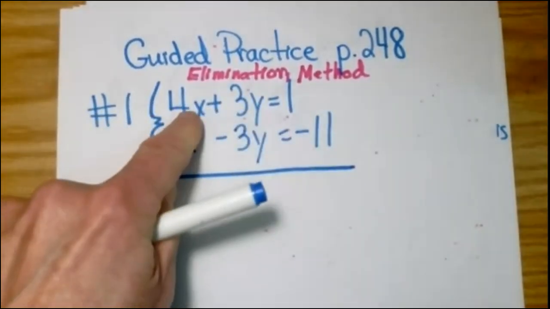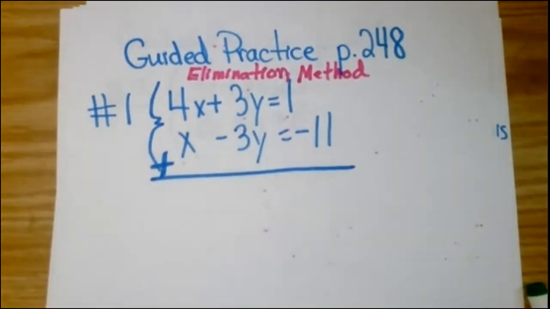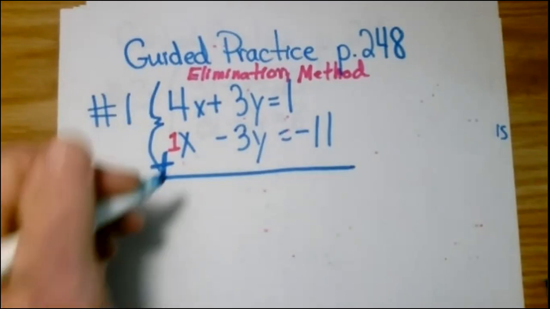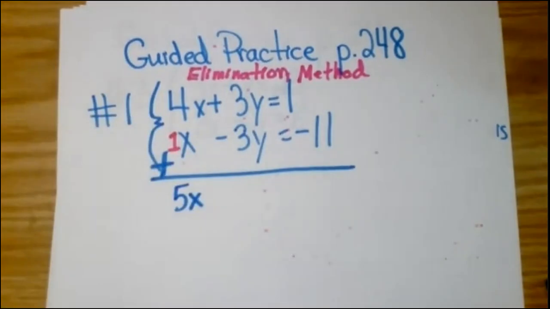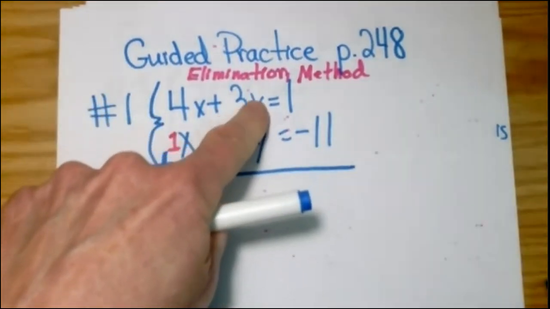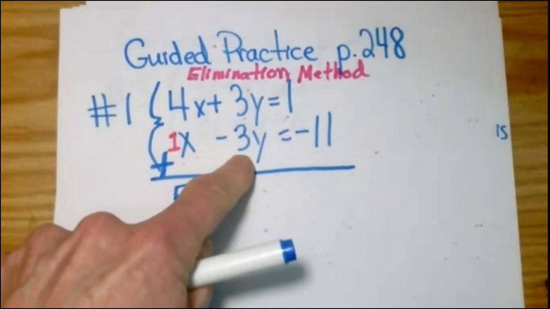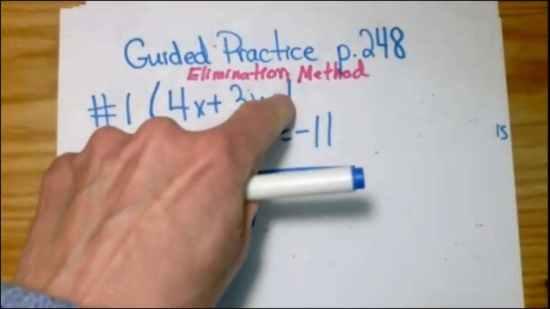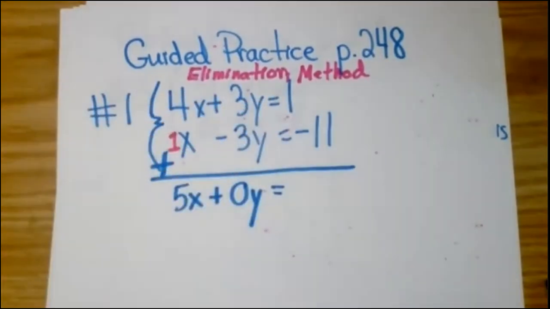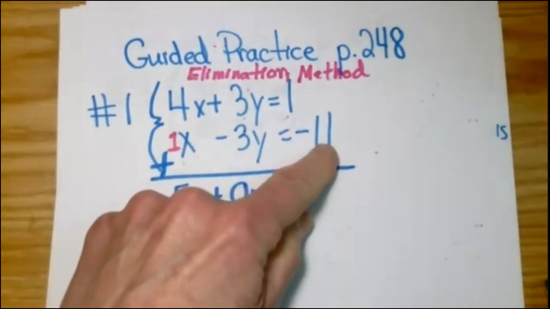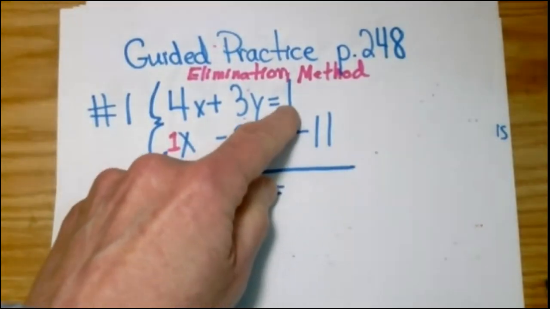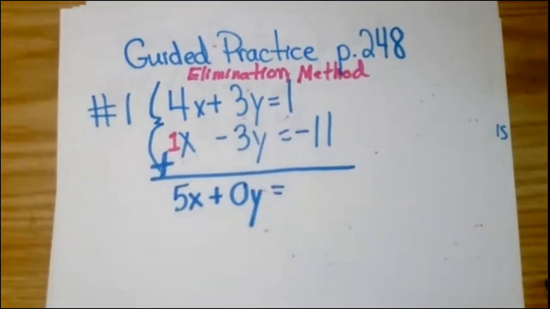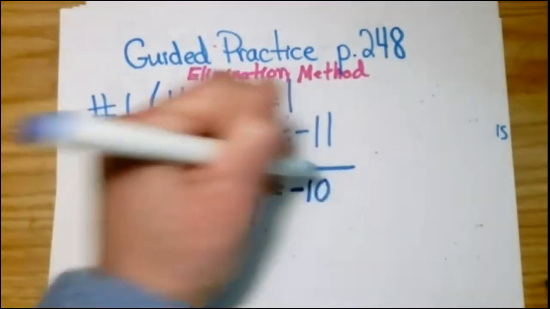So we're going to add 4x plus x, or put a 1 in front of it if it helps you. 4x plus 1x is really 5x, plus 3y plus a negative 3y, exactly 0y, equals 1 plus negative 11. Don't get mixed up on this. Negative 11 is how much you owe me. You pay me the $1 you have in your pocket. How much are you still going to owe me? Exactly. You still owe me $10.